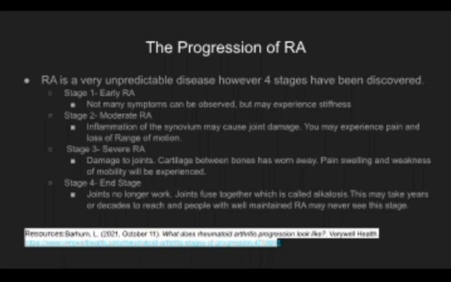Stage 3, severe RA, where the cartilage between bones has worn away and the joints are damaged. Pain, swelling, and weakness of mobility will be experienced. Stage 4, end stage, where the joints no longer work. Joints fuse, which is called ankylosis. This may take years or decades to reach, and people with well-maintained RA may never see this stage.